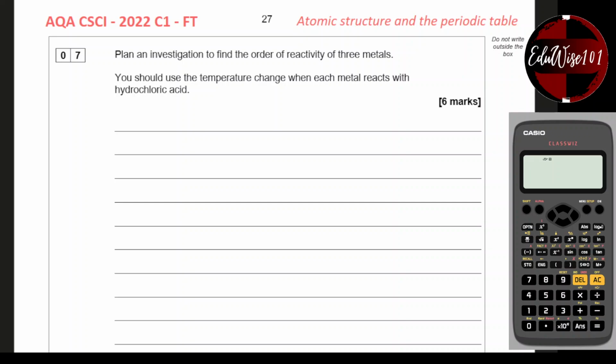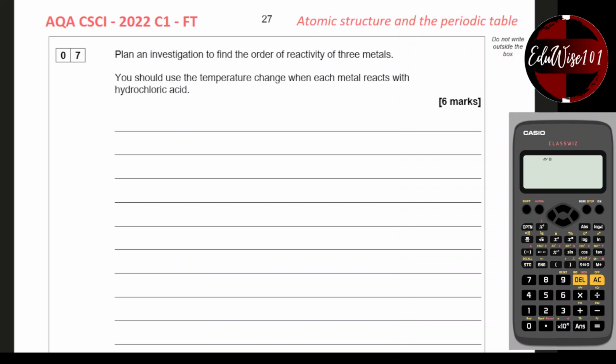In this video, I'm going to go through the AQA Combined Science 2022 Chemistry Paper 1 Foundation Tier. This question is on the atomic structure and the periodic table. Now here is a 6-mark question and it focuses on a chemical reaction. And I think it's a required practical as well, where you're reacting metals with acids. Plan an investigation to find the order of reactivity of 3 metals.